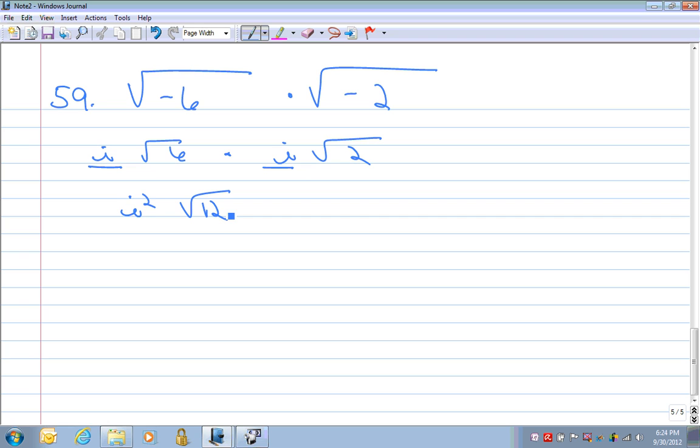We're going to simplify some things. Remember, i squared is the same as negative 1. So I'm going to put a negative 1. We have negative 1 times the square root of 12.